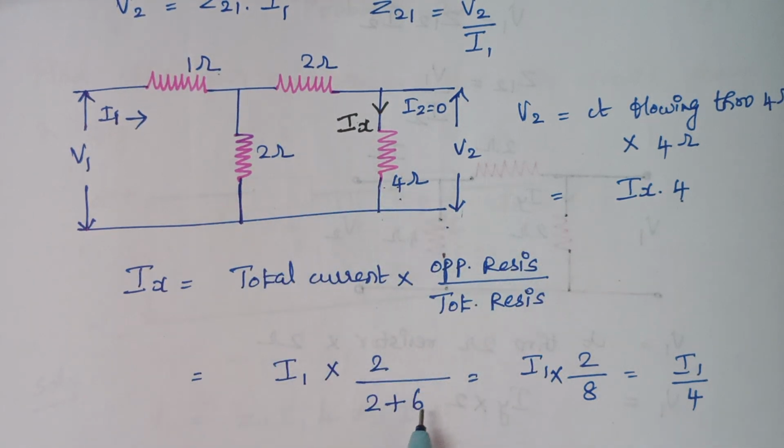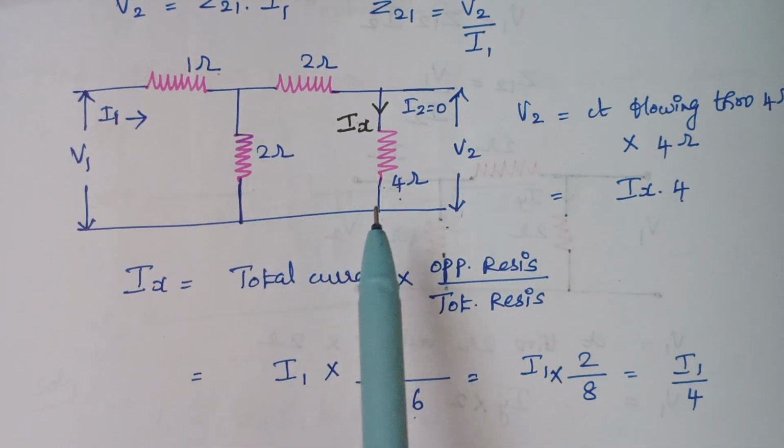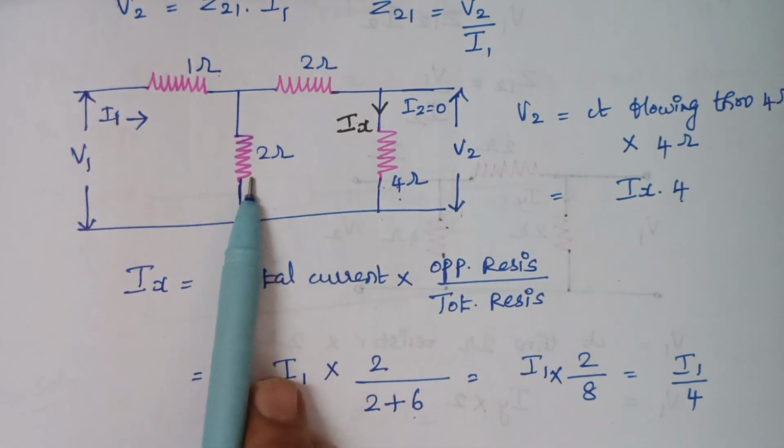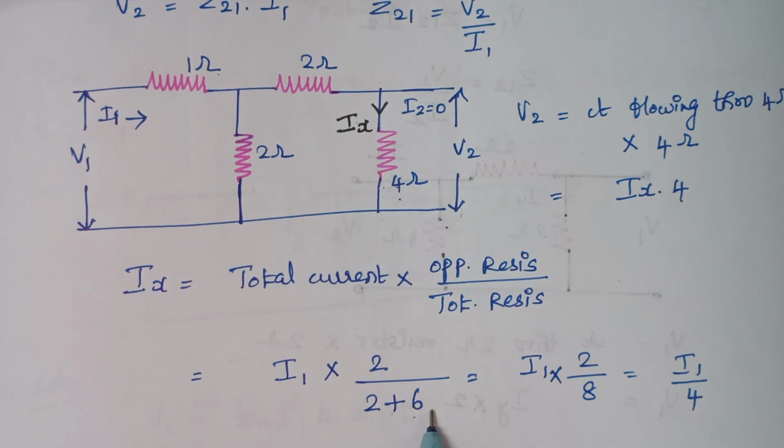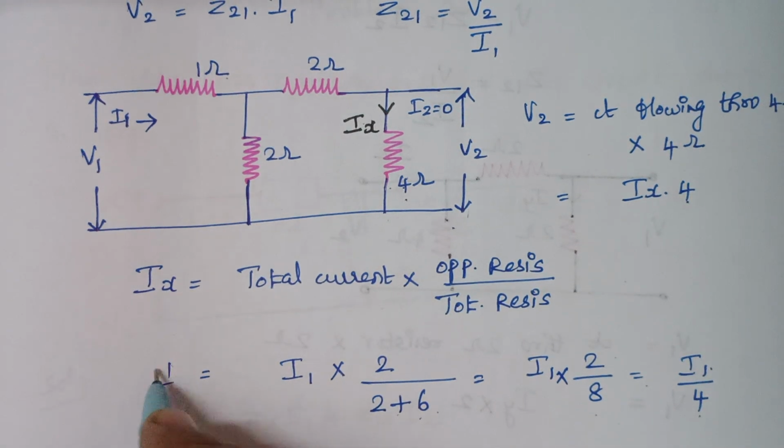You see 2 plus 4 is written as 6 here, and in order to find the total resistance, you have to add this resistance also. So 2 plus 6. So here this is I1 into 2 by 8, which is equal to I1 by 4. This is the value of your Ix.